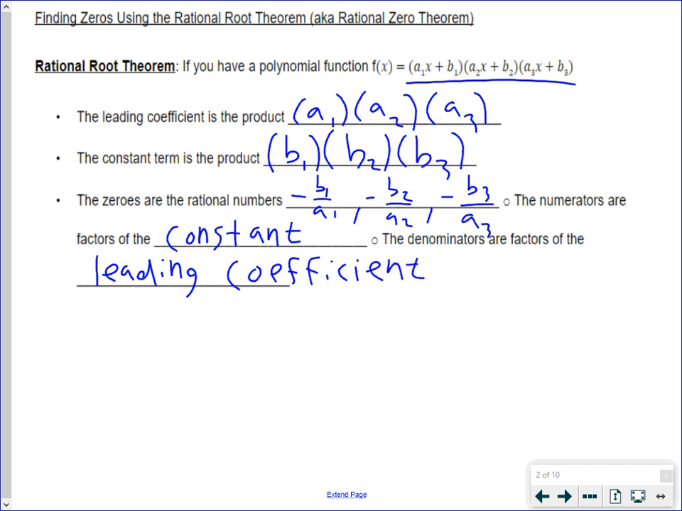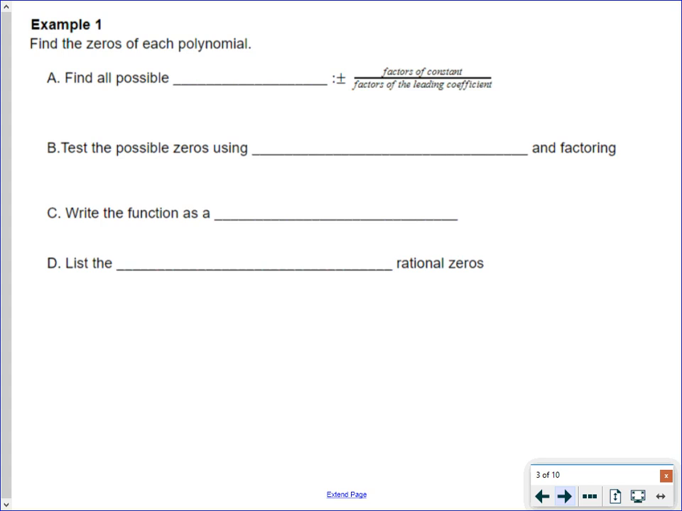So let's keep on going. Now we're going to talk about how we actually use the rational root theorem to solve for our zeros. First thing we're going to do is find all possible rational zeros. The word rational here is important, and we'll go over that in 8.2. But for right now, just make sure you put down rational zeros. And if you forgot what a rational number is, a rational number is just any number that can be expressed as a fraction, or really just any fraction is a rational number.